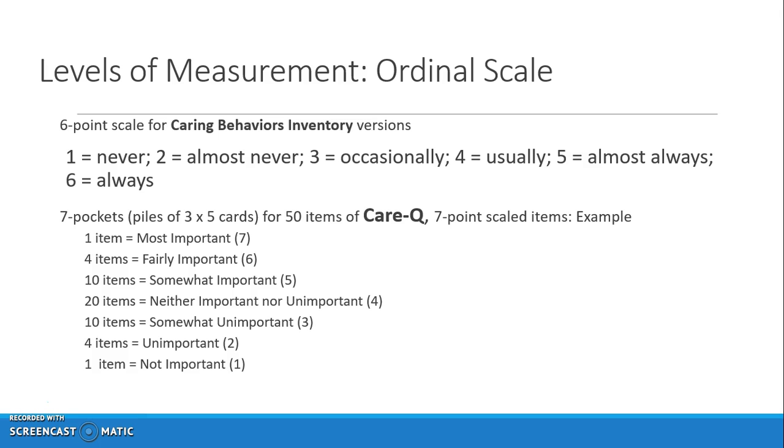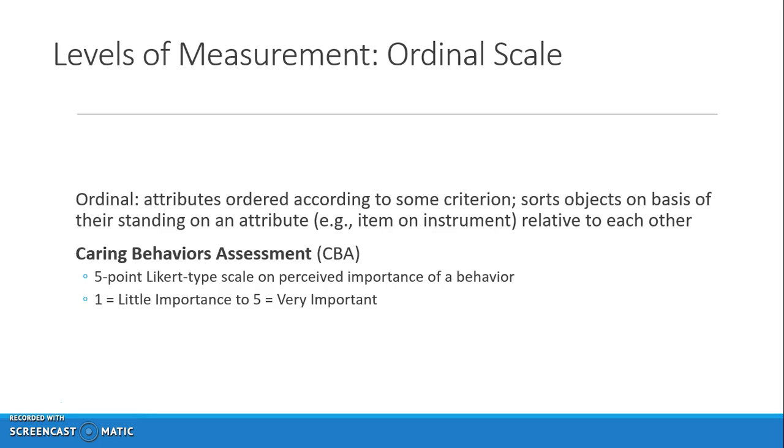And then here's some examples from the Caring Behaviors Inventory, which is a 6-point scale, from 1 never to 6 always. Also here's an example from the Care Q instrument by Larson, where it's a 7-point scale, and you have these piles of 3x5 cards where the participants sort them into piles, and in this case there are 7 piles or 7 pockets, remembering that this is ordinal level data.